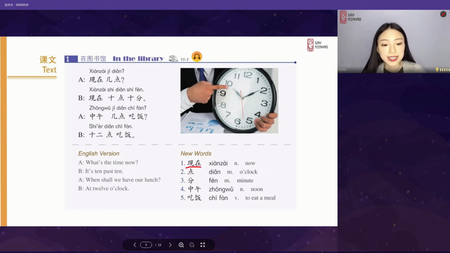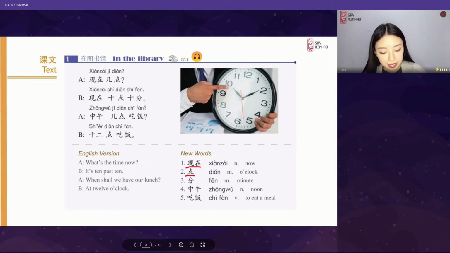First is 现在. 现在, read after me please. 现在 means now. Now, 现在.